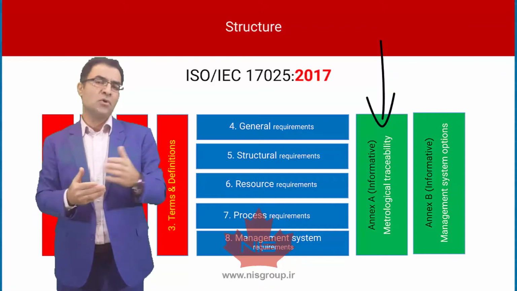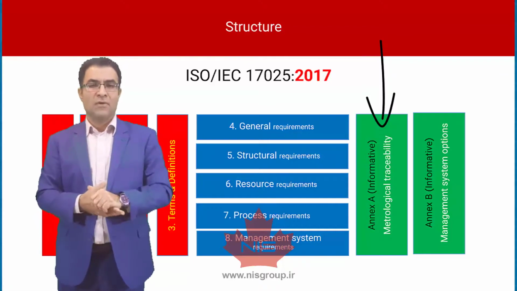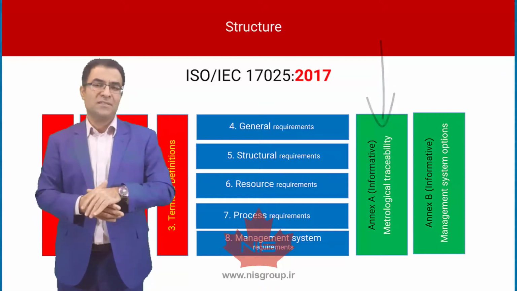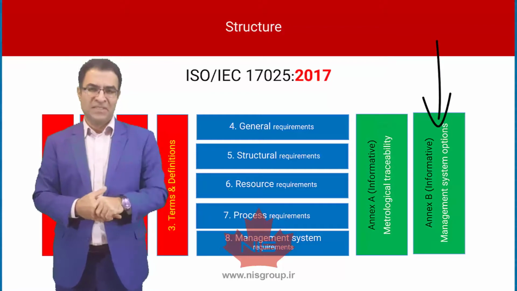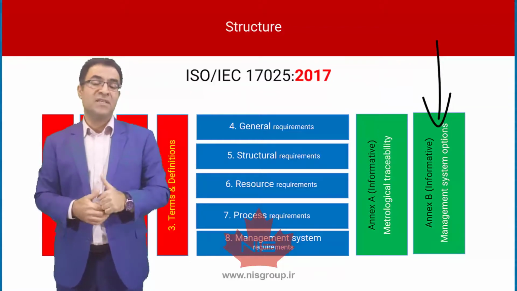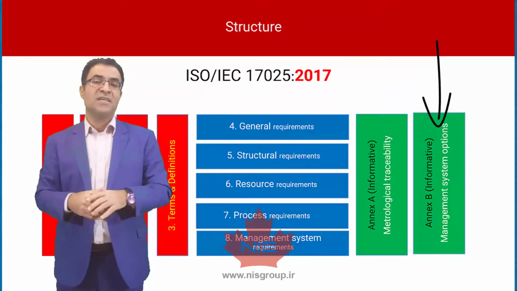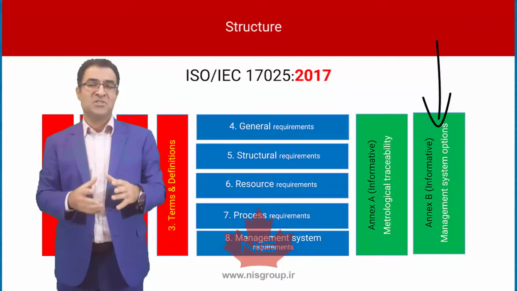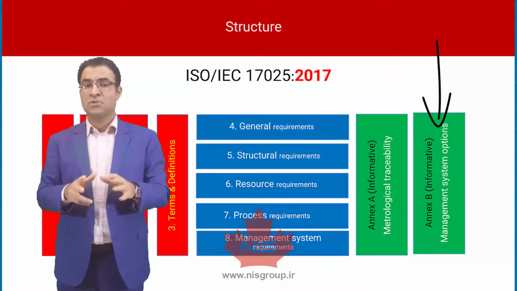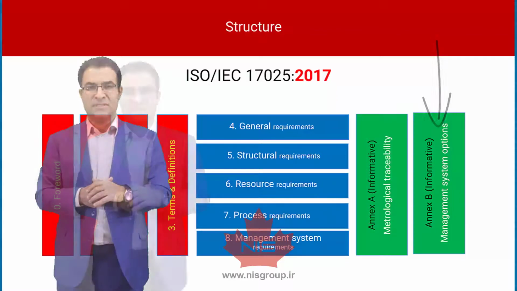Please, for the detail, go to the standard and read it. And the last part of the standard is Annex B. I think I talked about Annex B. Annex B is the annex that was elaborating those management system options, especially the option of 8 procedures.